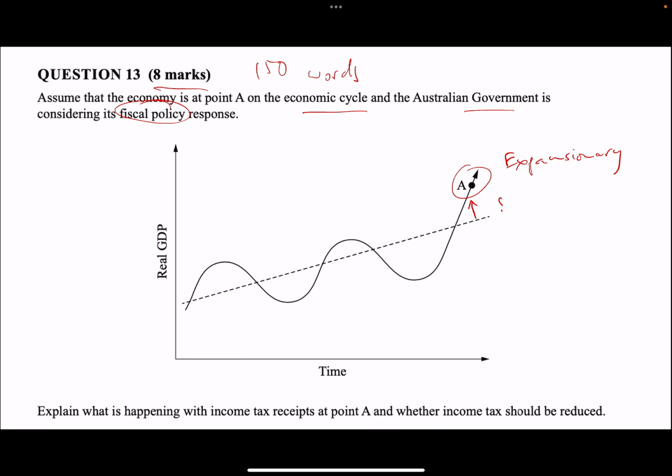We could start to say, well, when an economy is expanding, what's happening to the unemployment rate? What's happening to inflation? What's happening to GDP? Just think about the big three indicators. What's happening at each point here? We'll talk about that in more detail later on.